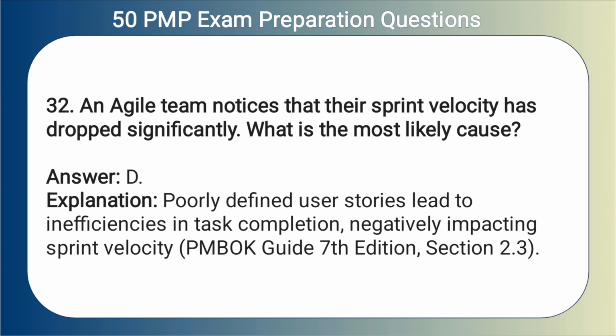Answer: D. Explanation. Poorly defined user stories lead to inefficiencies in task completion, negatively impacting sprint velocity.